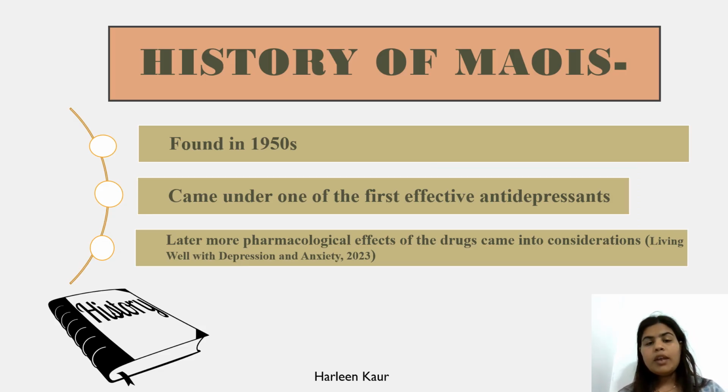Next is the history of MAOIs. If we talk about MAOIs history, it's found in the era of the 1950s, and it came under one of the first effective antidepressants. It's one of the most effective antidepressants being used, but they are not the first choice of drugs, because later we came to know certain pharmacological effects that they have, with certain considerations that we need to follow.